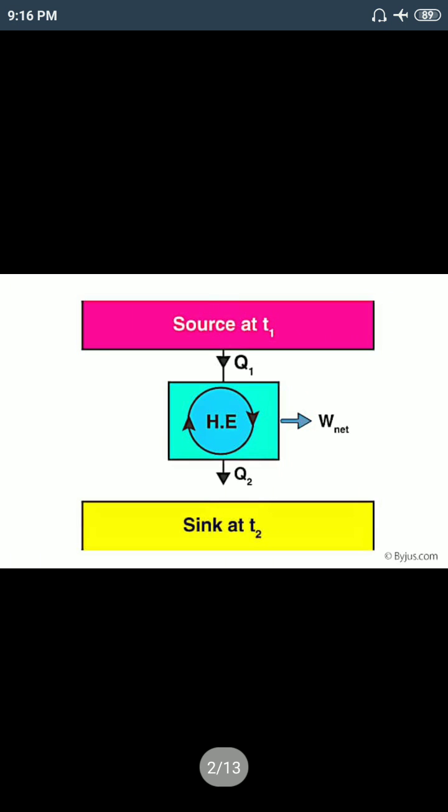This is the construction of a heat engine. From the source at T1, Q1 amount of heat is absorbed, then some work is done, then Q2 amount of it goes to the sink at T2. So W equals Q1 minus Q2.